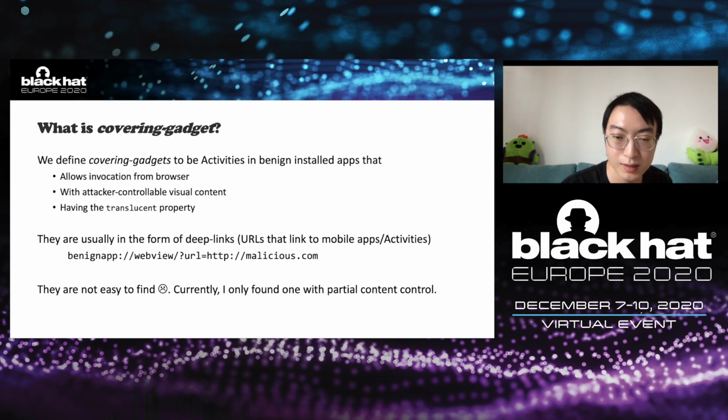One common case I've seen is in those bug bounty programs. I've seen people find some open redirect in web view in some popular apps. So this case actually already meets the first two conditions. However, the more difficult one is that this web view activity also needs to have the translucent property. So I know it is not easy to find such a covering gadget, and for me, I didn't spend much time on this one currently, so I was only able to find one such case in a rather popular app with partial content control.